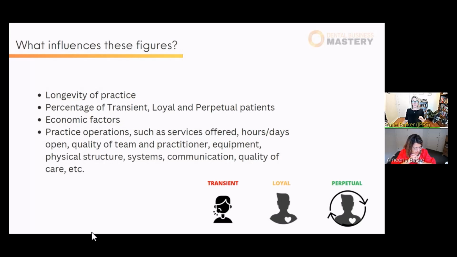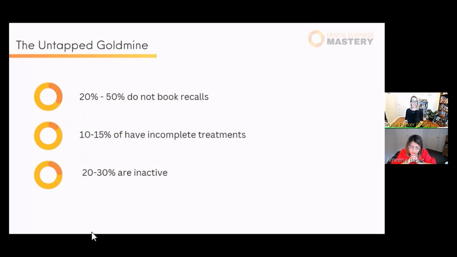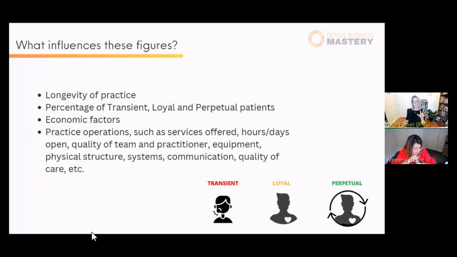Other influences around these figures are the economic factors, what's going on in the world today, the high cost of living, etc. So patients will be less inclined to have their treatments done swiftly. They may also drop off some of their recalls as well. And there are also all of the other things that go on in a practice that can influence those sorts of figures.